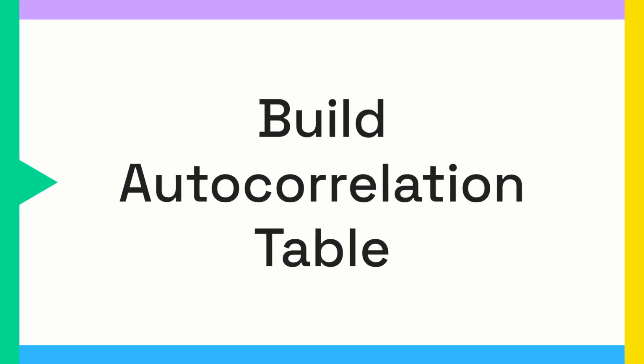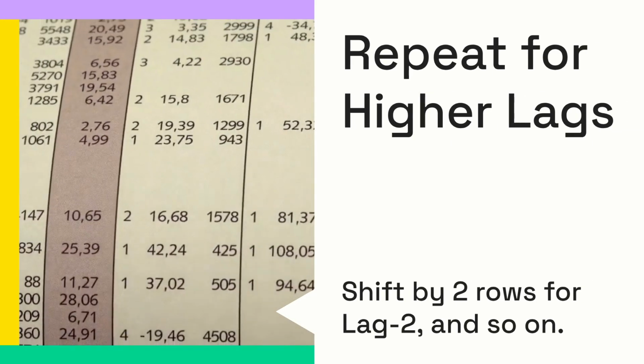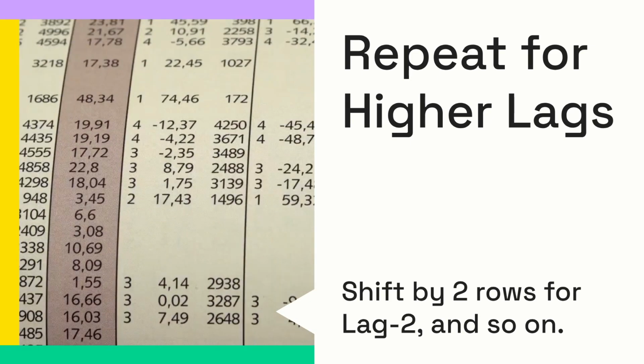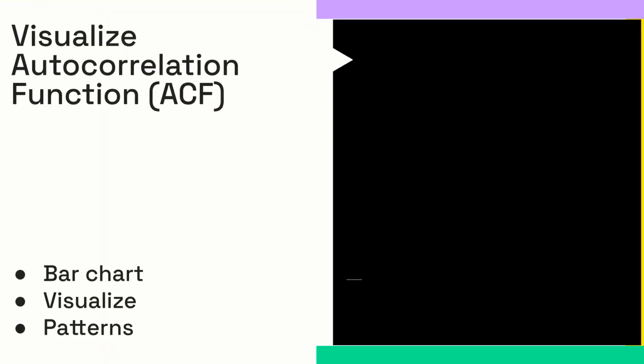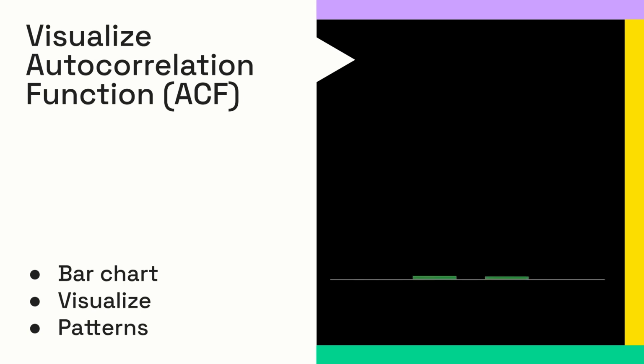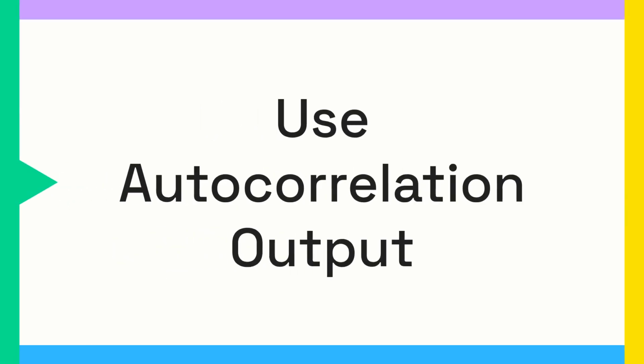Once you understand the concept for lag1, you can extend this to build a complete autocorrelation function, or ACF table. To calculate higher lags, you simply repeat the process. For lag2, you'd shift your original series by 2 rows and then apply the Correl function again. This can be extended for any number of lags you wish to analyze. After calculating several lags, you can then build an autocorrelation table, which lists each lag and its corresponding autocorrelation value. Plotting this as a bar chart is a powerful way to visualize the autocorrelation function, or ACF, and quickly spot patterns.